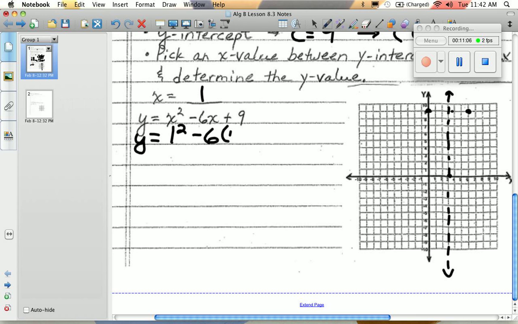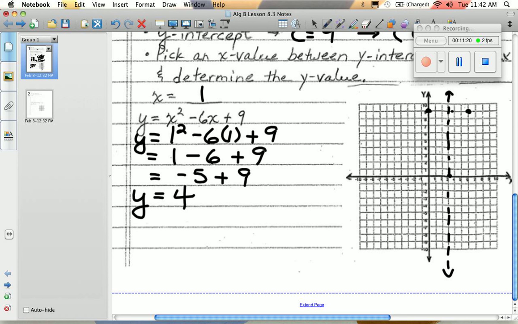So I'm substituting 1 in. Hopefully you kept working. And we get y equals positive 4. Is that what you got? Yeah, you did, didn't you? Okay, so this is ordered pair what? (1, 4).